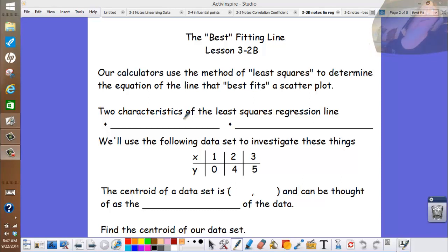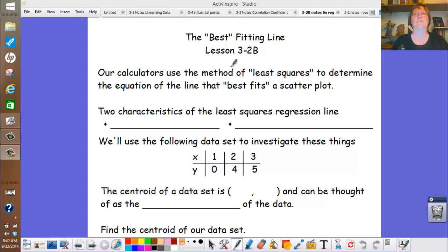Hi, today we're going to investigate how your calculator can help you find the best fitting line for a given data set. Our calculators, the TIs and most, use the method of least squares, it's called. So they call it the least squares regression line to find that equation.